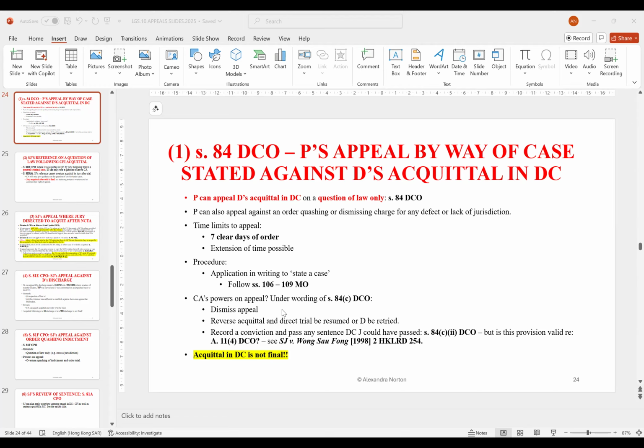But we were focused just before we ended, and the internet connection was not very good, on the powers of the CFI in particular under Section 84, subsection C. So let me just stop this.